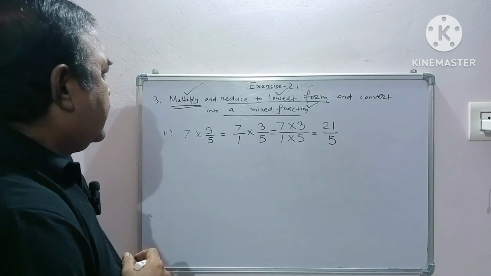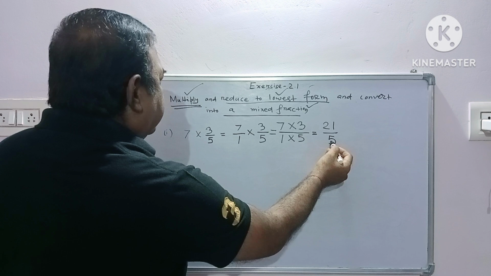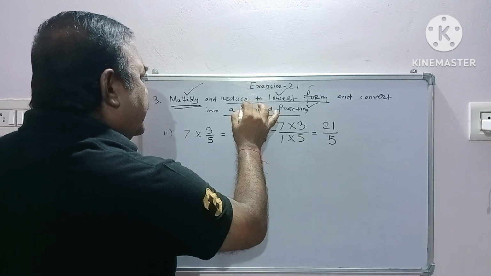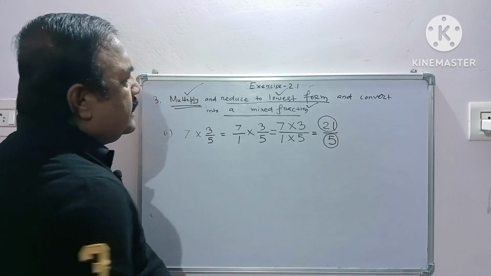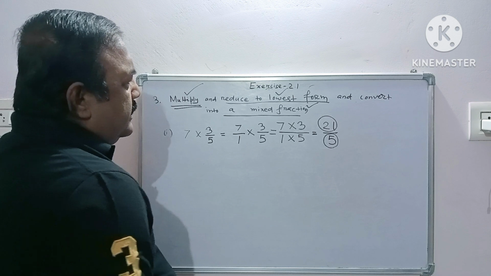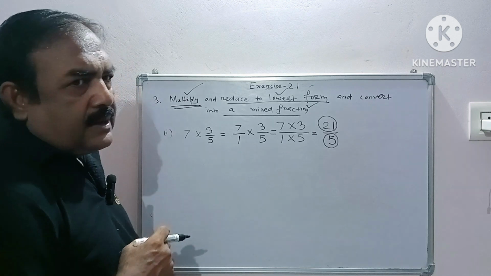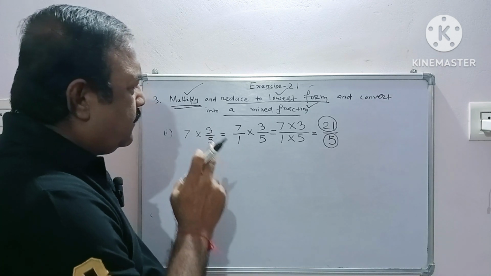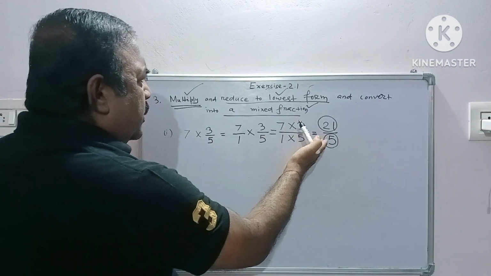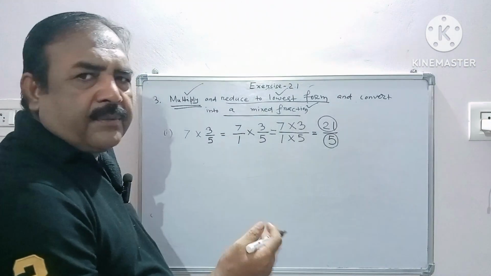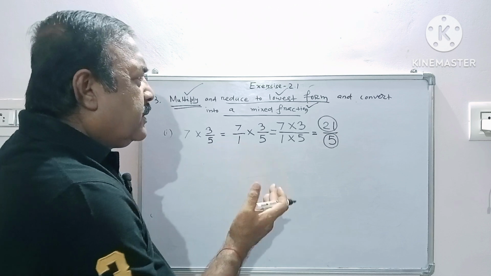Okay? And you see, 21 and 5. We multiply, but we have to reduce to lowest form. You see, 21 is the numerator and denominator is 5. And the common factor here is only 1, so the highest common factor is also 1. So HCF of 21 and 5 is 1. So this is in the lowest form because HCF is 1. If we divide 21 and 5 by 1, again 21 upon 5 will be the result.